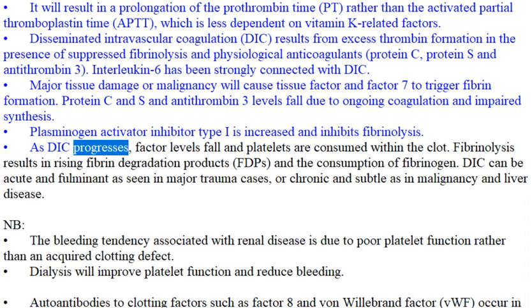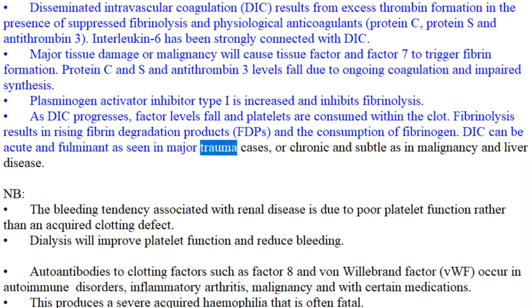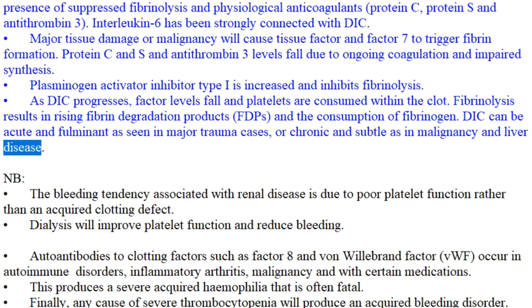As DIC progresses, factor levels fall and platelets are consumed within the clot. Fibrinolysis results in rising fibrin degradation products, FDPs, and the consumption of fibrinogen. DIC can be acute and fulminant as seen in major trauma cases, or chronic and subtle as in malignancy and liver disease.